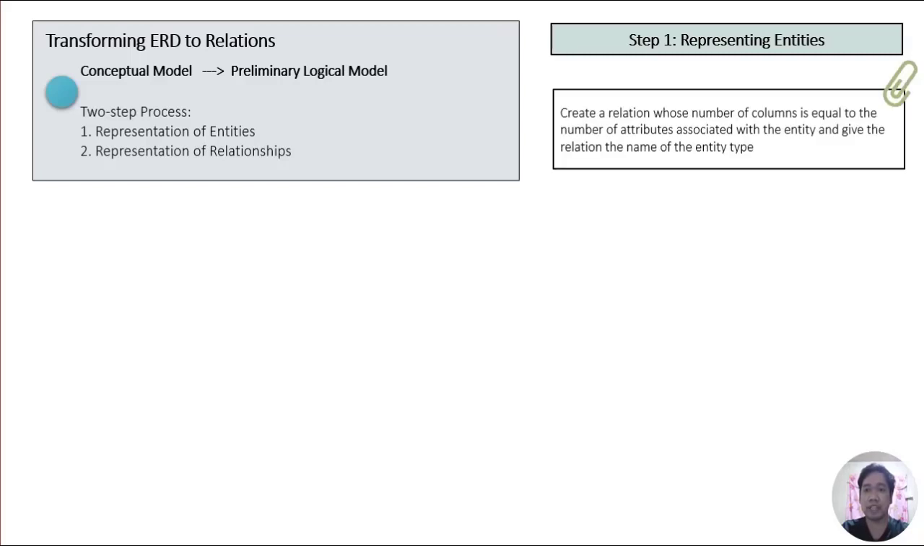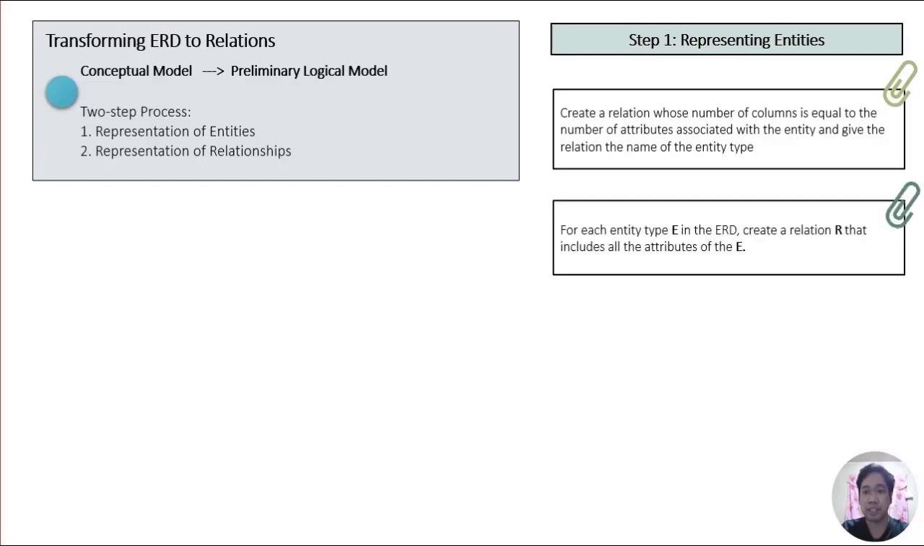First, we need to create a relation whose number of columns is equal to the number of attributes associated with the entity and give the relation the name of the entity type. For each entity type E in the ERD, create a relation R that includes all the attributes of E.